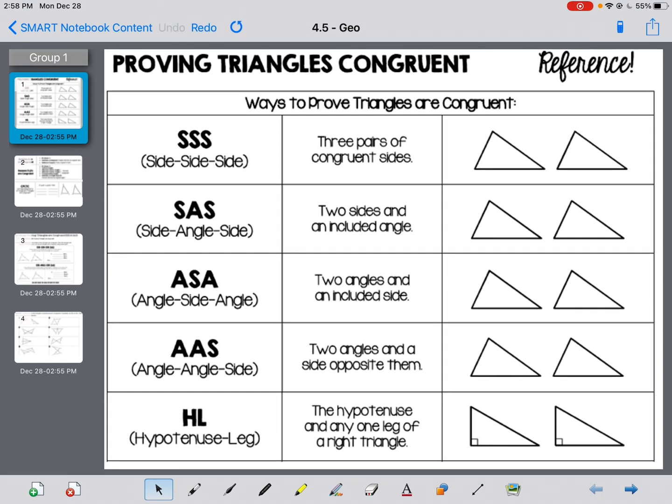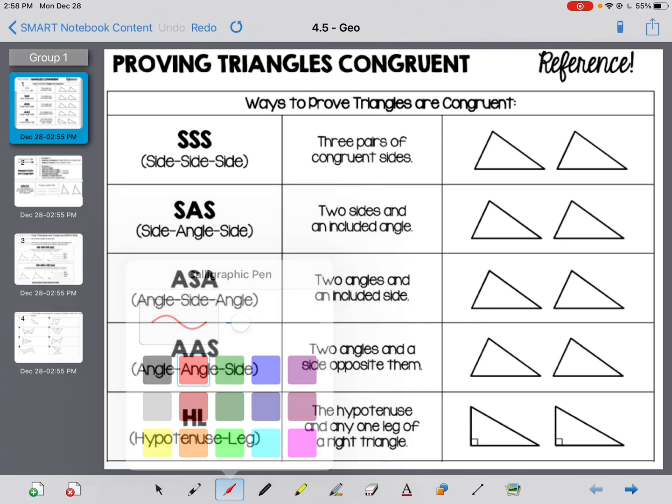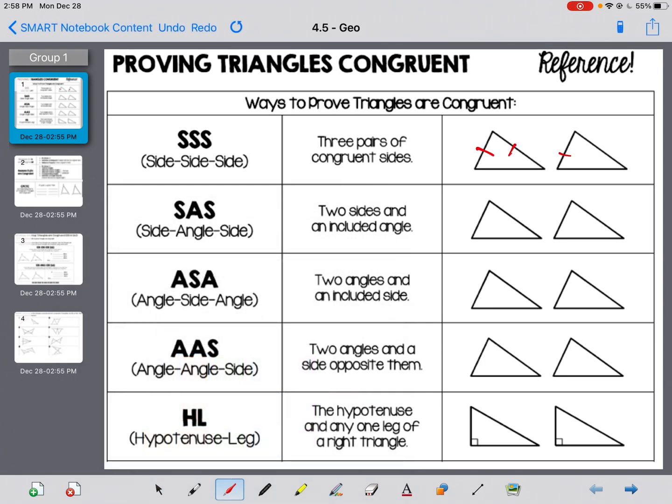So that'd be like this, need my pen. I always forget the pen. This side is congruent to that side. This side is congruent to that side. This side is congruent to that side. Side, side, side. If you know all of the sides are congruent, if they have 3 congruent pairs of sides, you're good. SAS, side angle side.